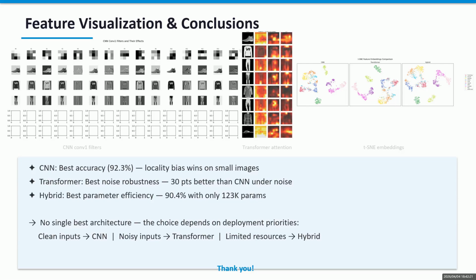So to conclude, there is no single best architecture. It depends on your priorities. If you want the best accuracy on clean images, use the CNN. If you are dealing with noisy or degraded images, the transformer is far more robust. And if you have limited resources and you need a compact model, the hybrid gives you 90% accuracy with only 123,000 parameters. Thank you. That is the end of my presentation.